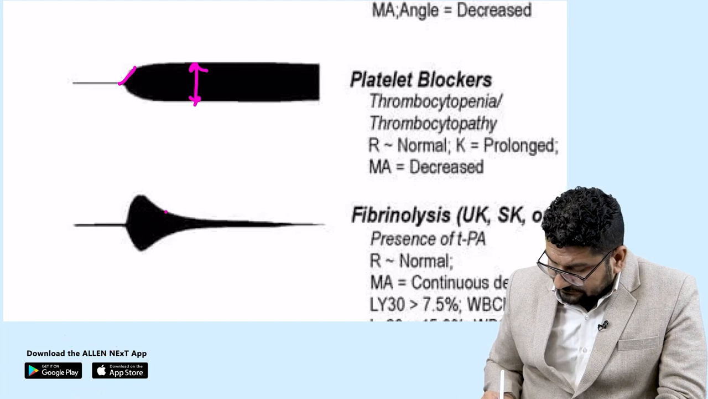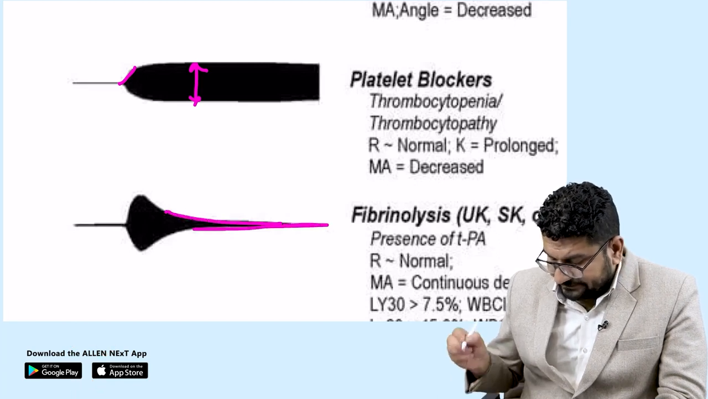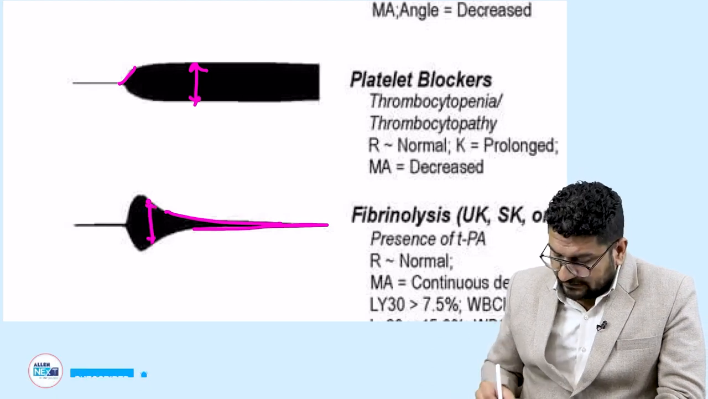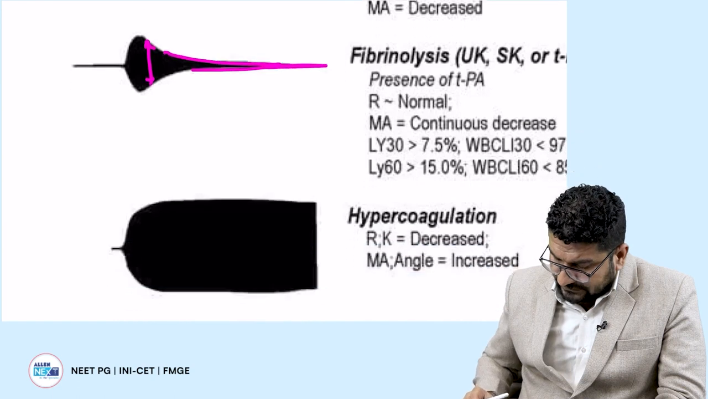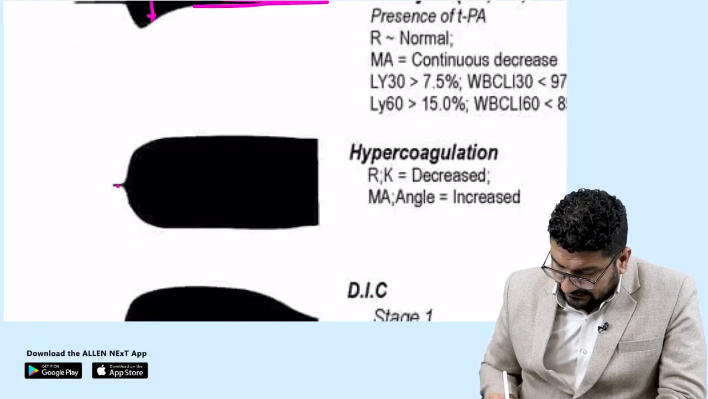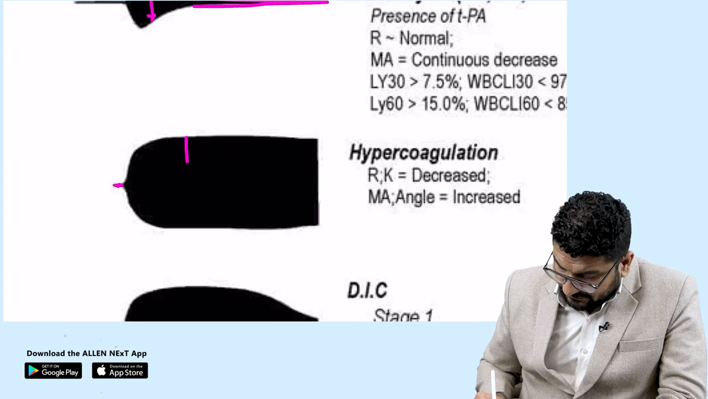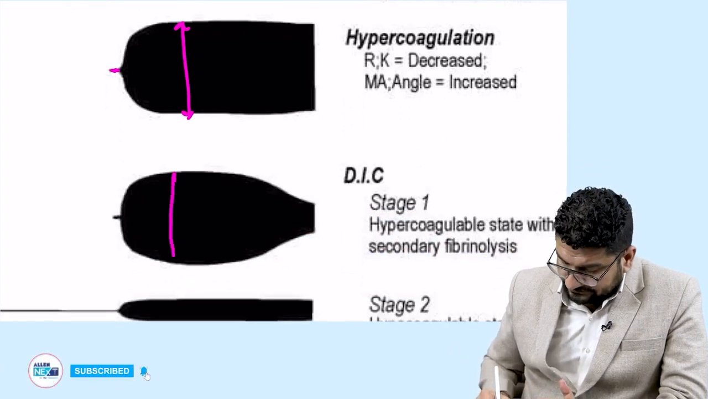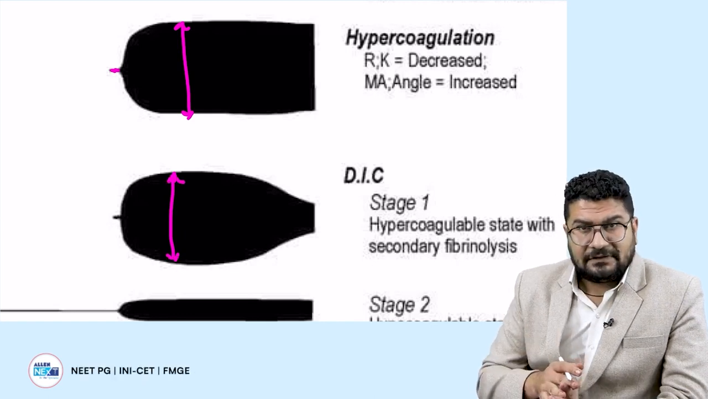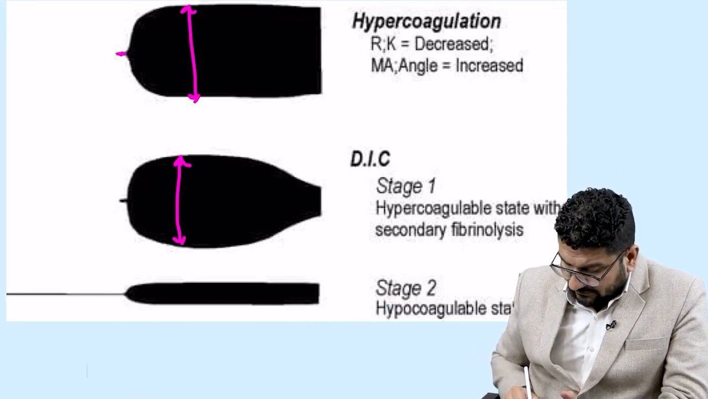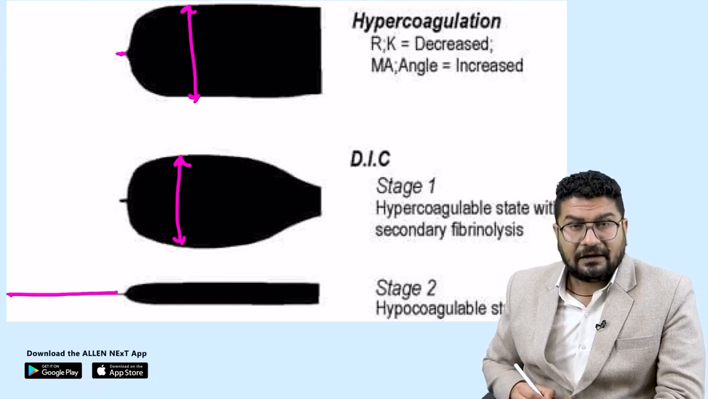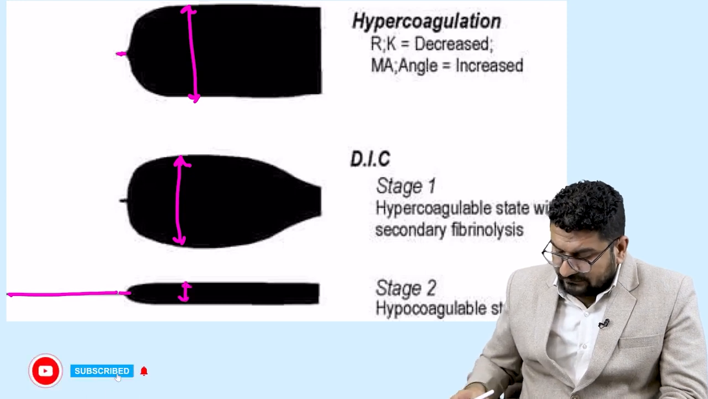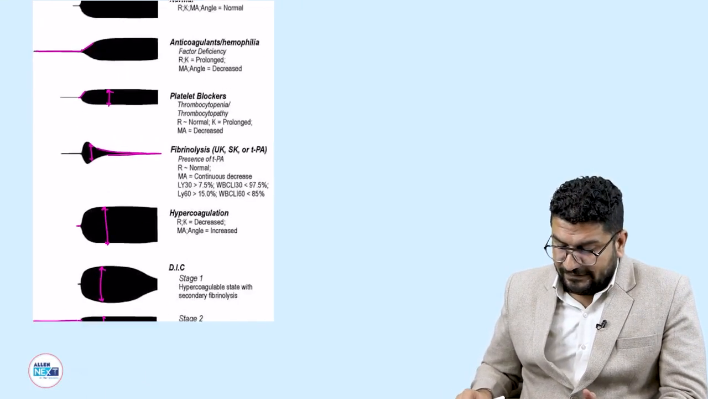Here you can see LY30 की पूरी टेल बन रही है. Maximal amplitude is shortened, छोटा होता चले जा रहा है, continuously decreasing. It is due to thrombolytic overdose. Focus on this thing. You can notice R is shortened, maximal amplitude तुरंत achieve हो गया, बहुत ज़्यादा achieve हो रहा है, that is called hypercoagulation. Similar to this what we see in DIC stage 1 hypercoagulable. Then you can notice DIC stage 2 में क्या हो गया, R. You can notice अब क्या आ रहा है, R is prolonged, it means this is hypocoagulable state, and MA is reduced. So these are the graphs that they ask in exam based on thromboelastogram.